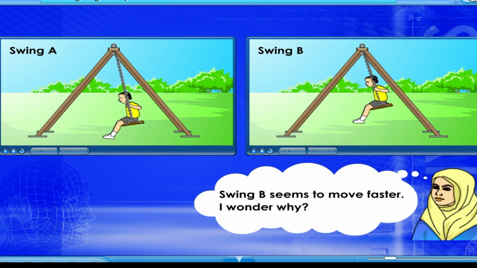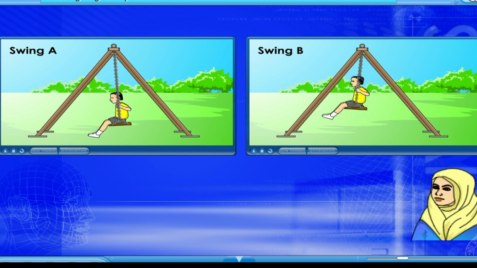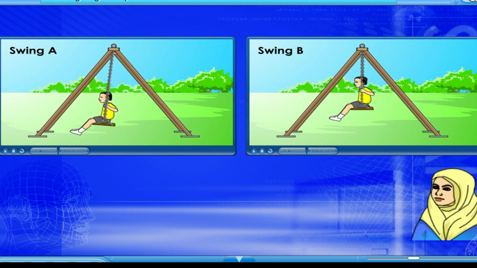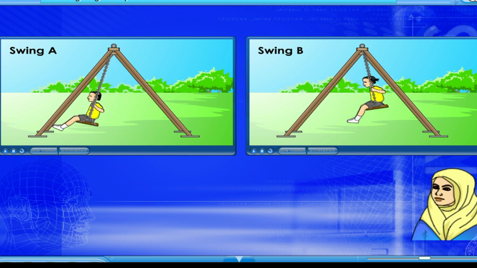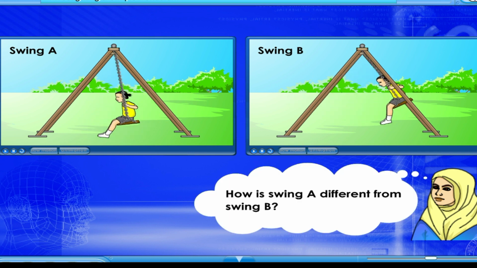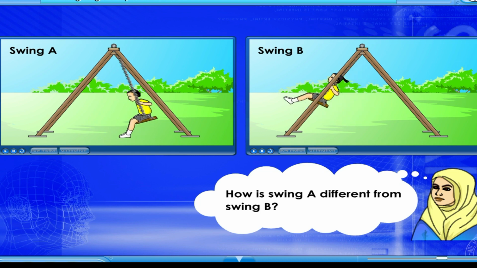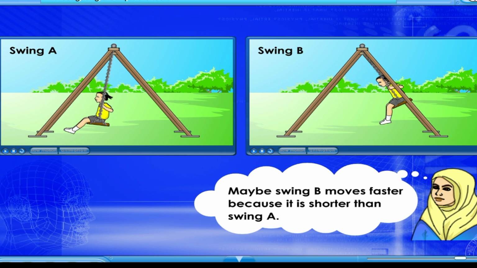Swing B seems to move faster. I wonder why. The girls are about the same weight. So, what would cause swing B to move faster? How is swing A different from swing B? Aha! The lengths of the swings are different. Maybe swing B moves faster because it is shorter than swing A.